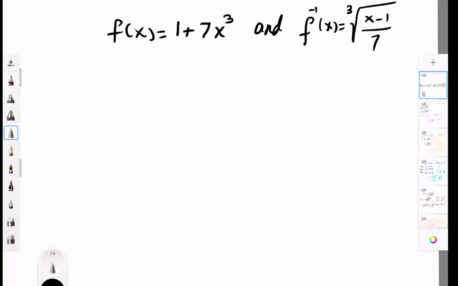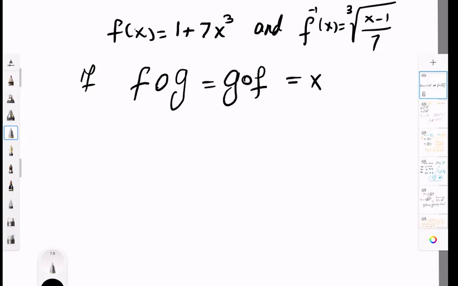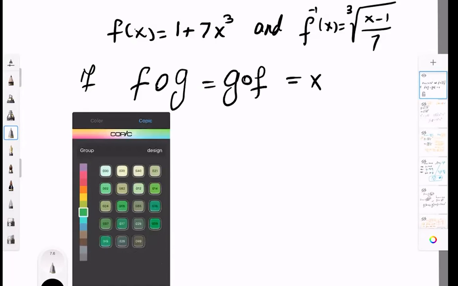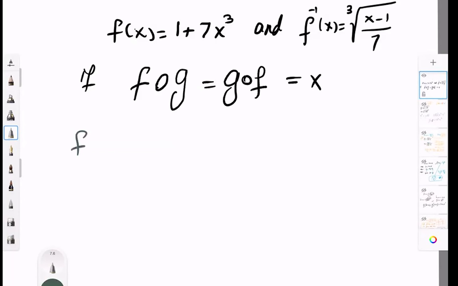What we do, we have a shortcut. If f of g equal to g of f, if the answer is x, if you compose them, you get x by itself, that means they are inverse of each other. So in this question, I'm going to find what is f of f inverse of x. If I got x, that means that's the inverse. It would be much easier than going through the solving.